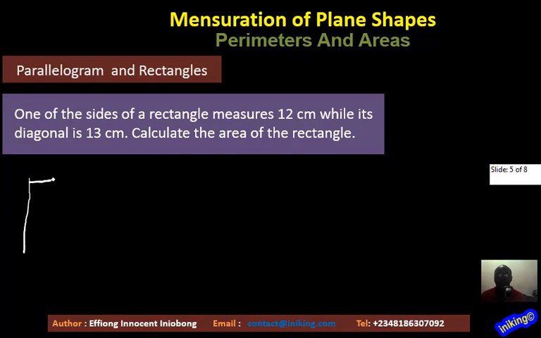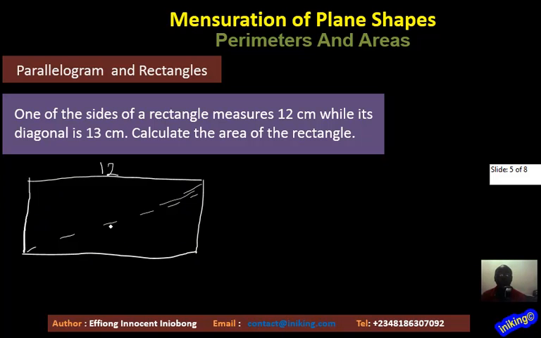A rough sketch. There. We are told this is 12. One of the sides is 12, and the diagonal is what? 13. So that's a diagonal. Let's say that is 13. We are to find the area of this rectangle.